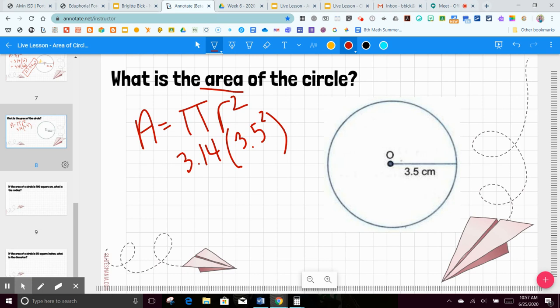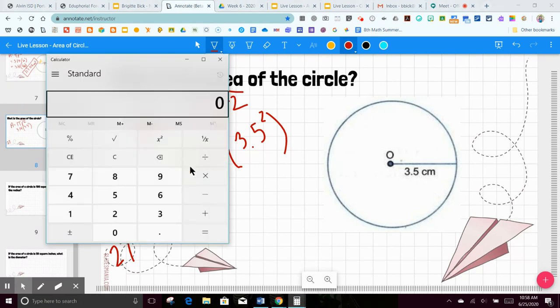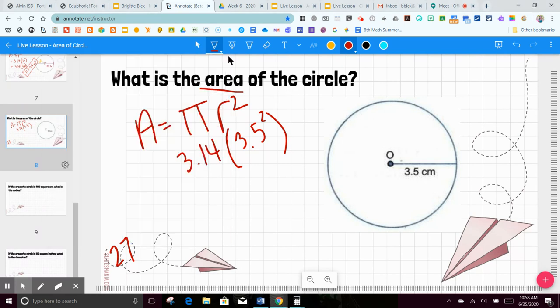I know that 3 times 3 is 9. We have to think differently. I know that 3 squared is 9 times 3 is 27. And then I know that 4 squared is 16. 16 times 3. What is 16 times 3? 48. So I know that this answer has to be between 27 and 48.